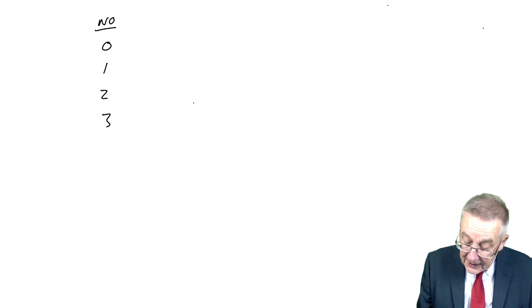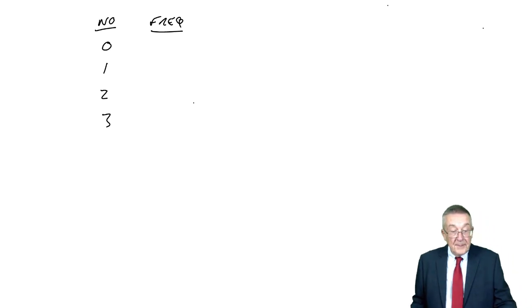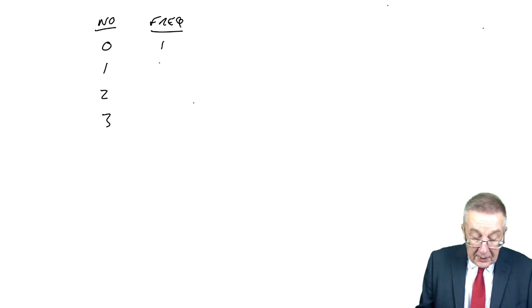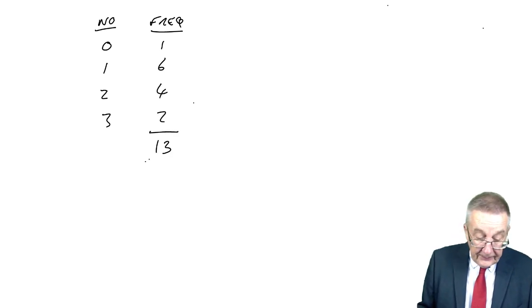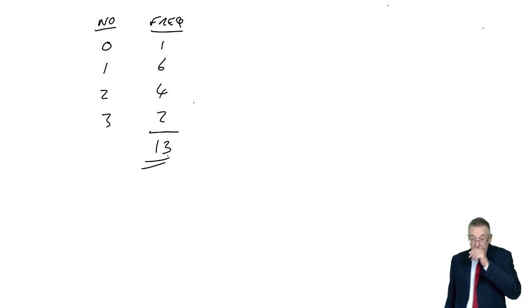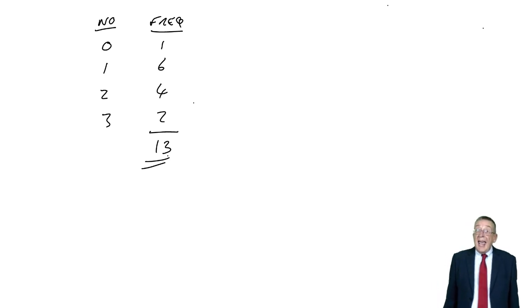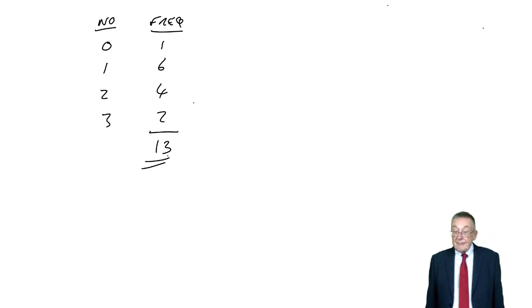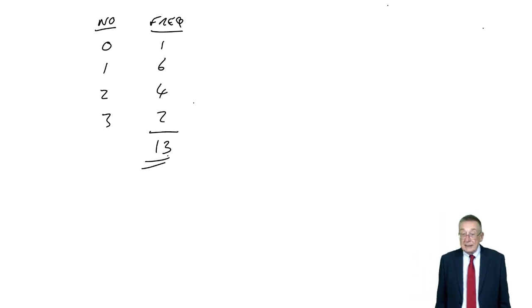And the frequency, how often there was 0, how often there was 1, and so on. 1 week there were no complaints, 6 weeks there was 1, 4 weeks there were 2, 2 weeks there were 3. In total, we looked at 13 weeks. Now, I want to know, on average, how many complaints are there per week?